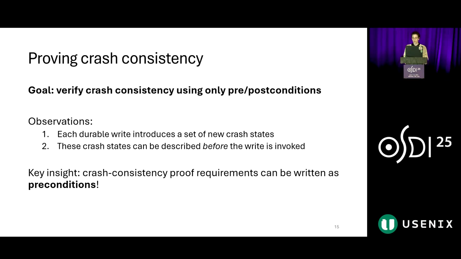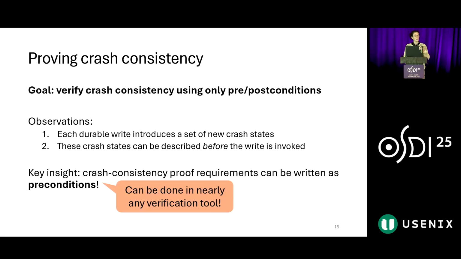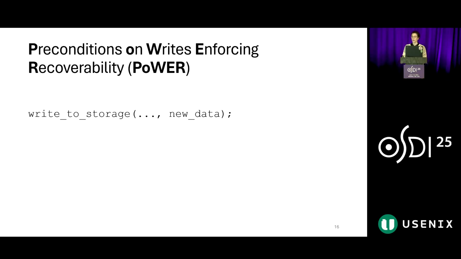This means that developers can prove properties about these crash states before they invoke a write, and we can encode requirements about those states in the preconditions of some key functions in our systems. And again, because this only relies on preconditions, it can be done in nearly any verification tool. So this is the heart of our technique that we call PoWER, which stands for Preconditions on Writes Enforcing Recoverability.